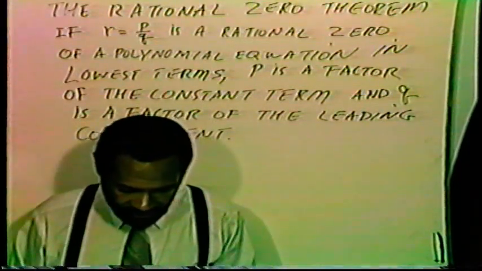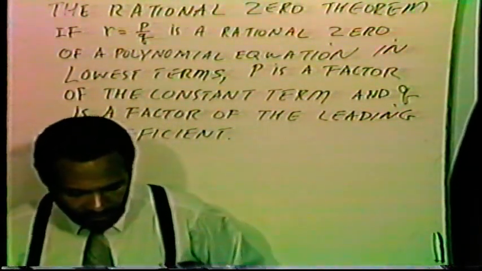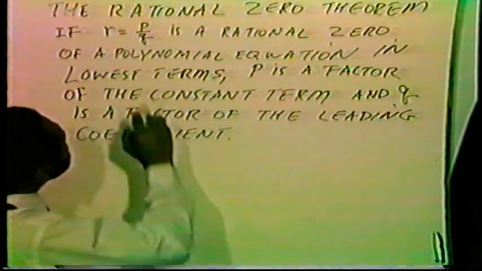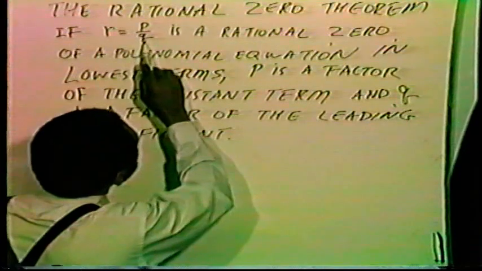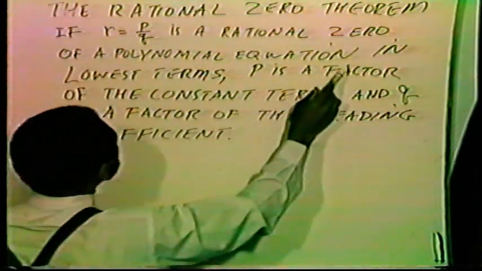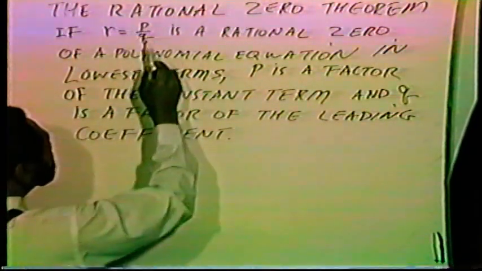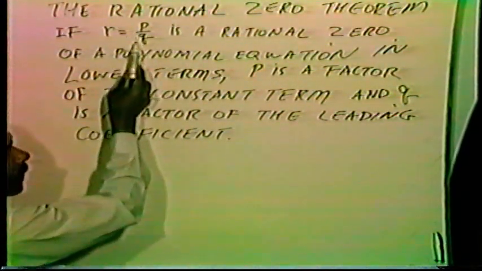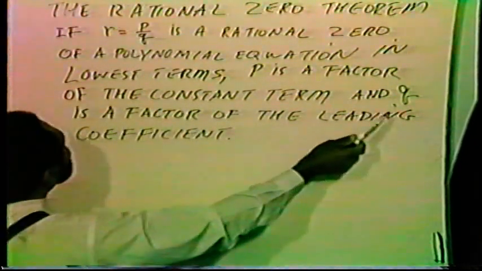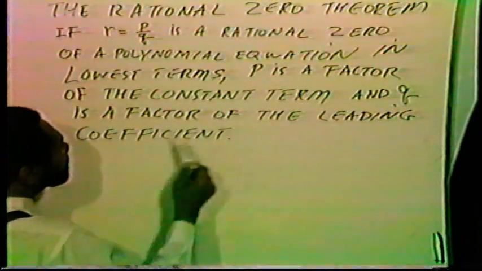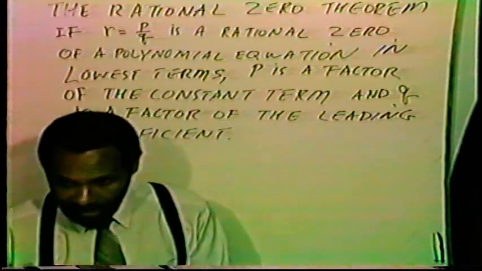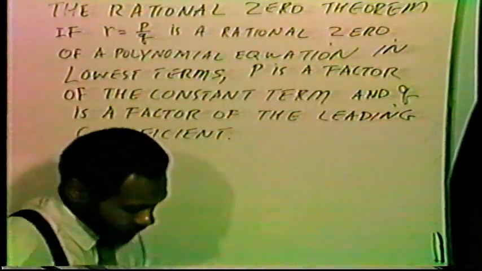Once again, the theorem states that if R equals P over Q is a rational zero or root of a polynomial equation in lowest terms, that means the P over Q is reduced, the fraction is reduced to lowest terms, P is a factor of the constant term and Q is a factor of the leading coefficient. Now, let's look at an example so that we can see how this theorem is used.